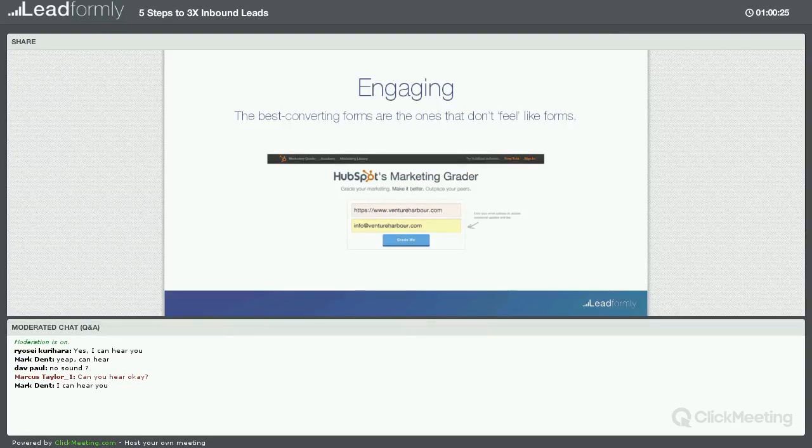And finally, we have engagement, how engaging your forms are. One thing that we noticed from studying all these forms is that the best converting forms that we've seen don't actually really feel like forms. At Venture Harbor, we've built numerous forms that are converting above 40%. The way we were able to do that was to make the forms feel more like quizzes or tools that actually give value to the user before asking them to submit their information.